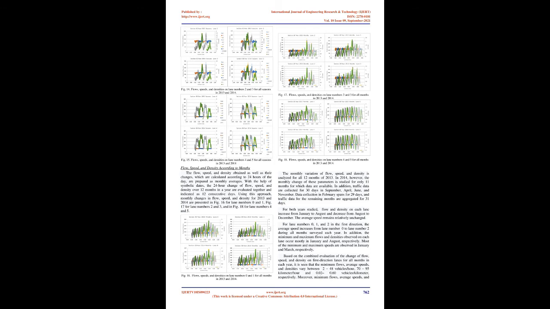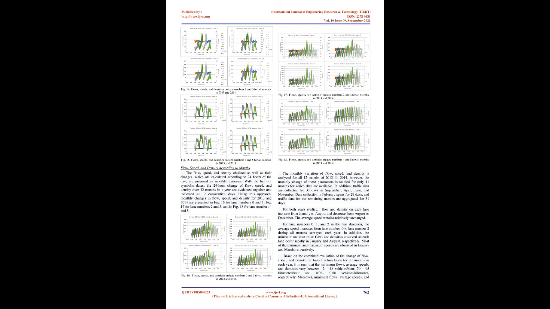The highest maximum flow and density occur on lane number 1 at 1835 in August 2013, their values are 699.57 vehicles/hour and 6.70 vehicles/kilometer, respectively. The highest maximum average speed is 140 km/hour, and it is observed on lane number 2 at 3:20 in March 2013. For lane numbers 3, 4, and 5 located in the second direction, the average speed decreases from lane number 3 to lane number 5 in all months examined each year.